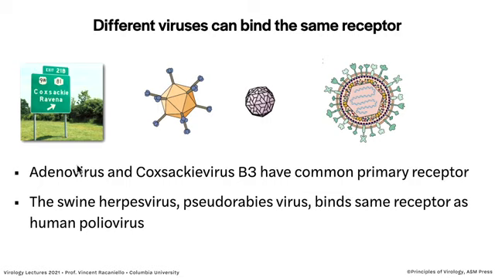So here, adenovirus, diagram there, and Coxsackie virus B3, a smallish icosahedral virus related to poliovirus, they can both bind the same receptor on a cell. By the way, this is what Coxsackie virus was named after.